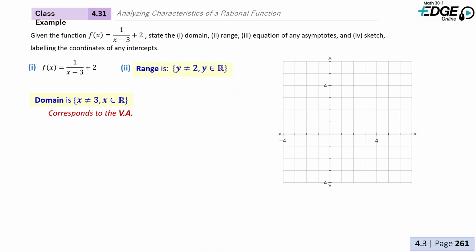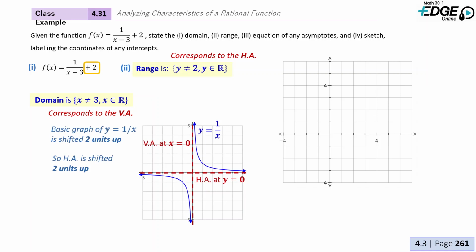The range is going to be y cannot equal 2, which will correspond to the horizontal asymptote on our graph. But where did we get that 2 from? Well, it's actually the 2 hanging off the end of the equation, which is really going to correspond to a vertical translation of 2 units up, which would make our horizontal asymptote shift 2 units up.